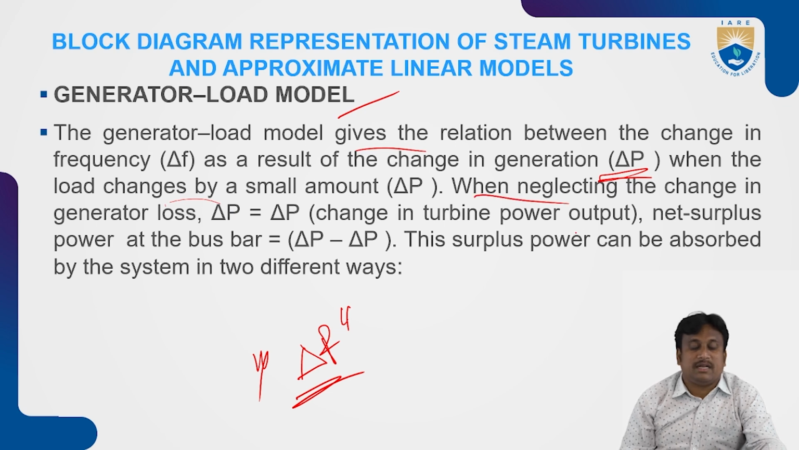So when neglecting the change in the generator loss, delta P_G equals delta P_T, that is the change in turbine power output. Then the net surplus power at the bus bar is delta P_G minus delta P_D. So this surplus power can be absorbed by the system in two different ways.